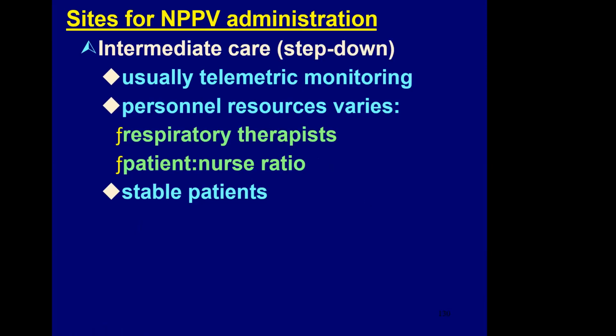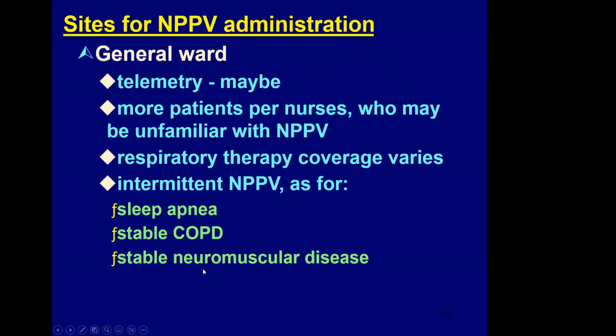Okay, NPPV is also administered in step-down units or intermediate care. There usually is telemetric monitoring. We have personnel resources that vary. We may have respiratory therapists. They may not be there all the time, but they're available. And we need to also keep in mind that the patient-nurse ratio in intermediate care is not equal to that of the ICU, and we must have stable patients, sick but stable.